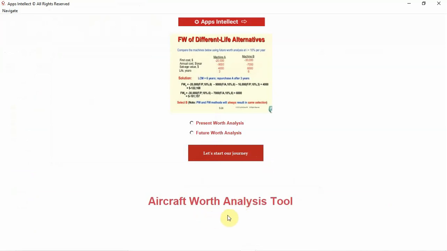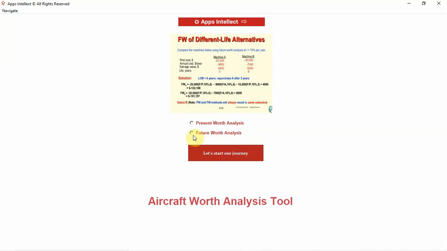So this is the aircraft worth analysis tool, which consists of two applications: present worth analysis and future worth analysis. By definition, the present worth method is a future amount of money converted to its equivalent value as a present worth value. This present value is always less than that of the actual cash flow.